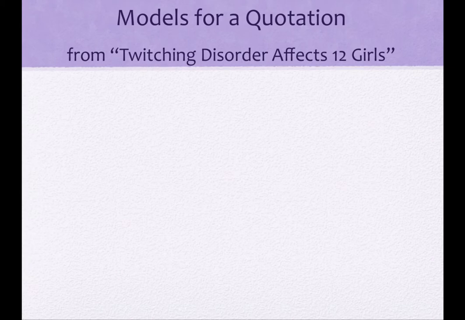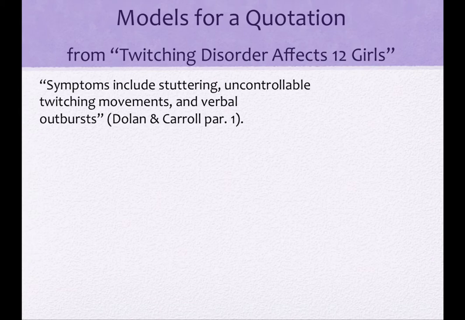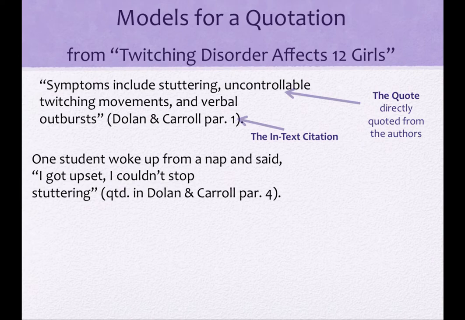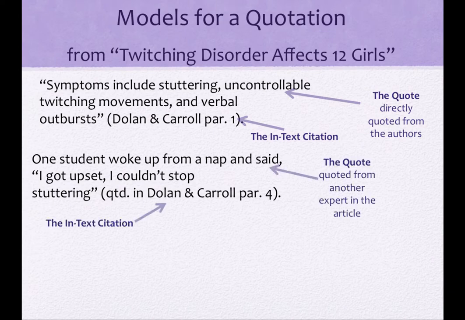Let's look at some models for a quotation from an article you have read: Twitching Disorder Affects 12 Girls. "Symptoms include stuttering, uncontrollable twitching movements, and verbal outbursts." That's a direct quote from the 2 authors of the article. The authors' names are Dolan and Carroll, and notice the paragraph number where that quote was taken. One student woke up from a nap and said, "I got upset. I couldn't stop stuttering." This was quoted within the article by someone else. So, quoted in, the authors of the article, and the paragraph number.